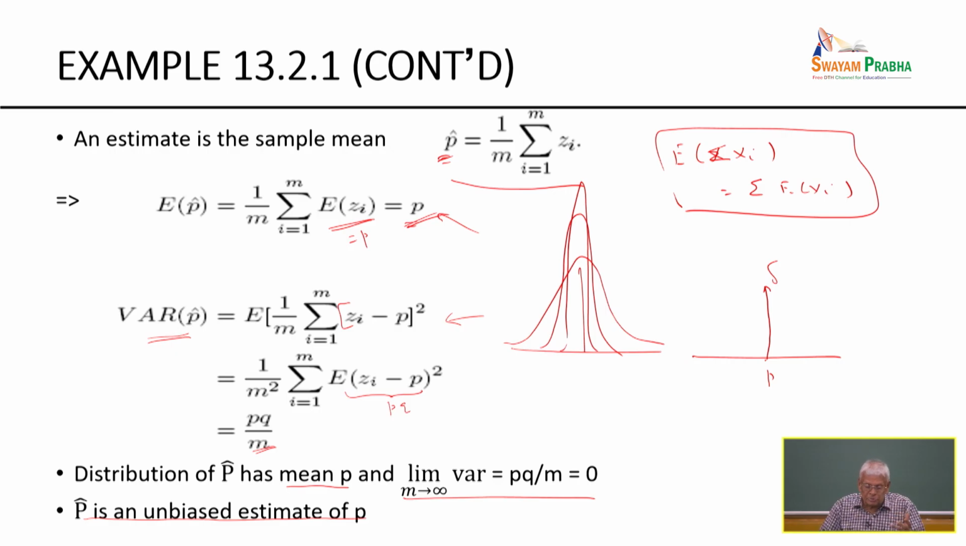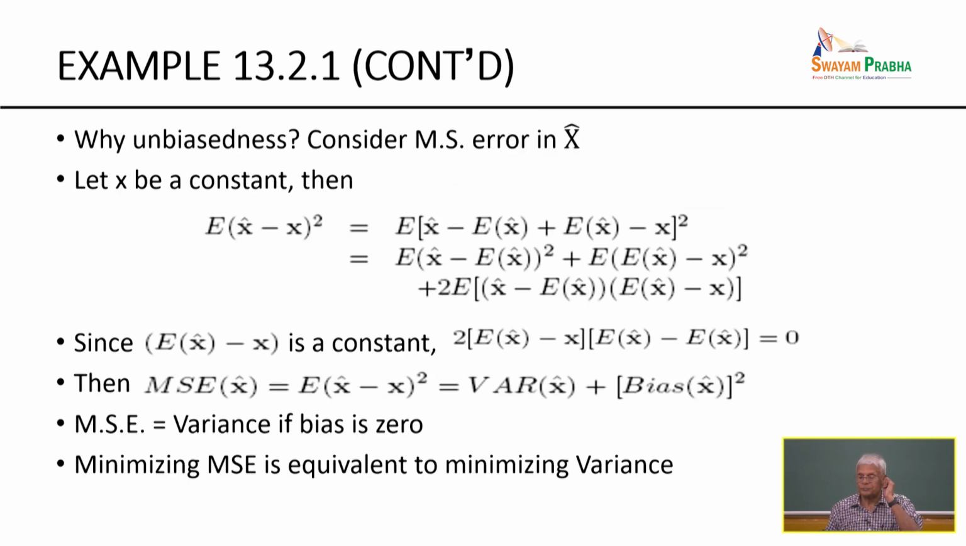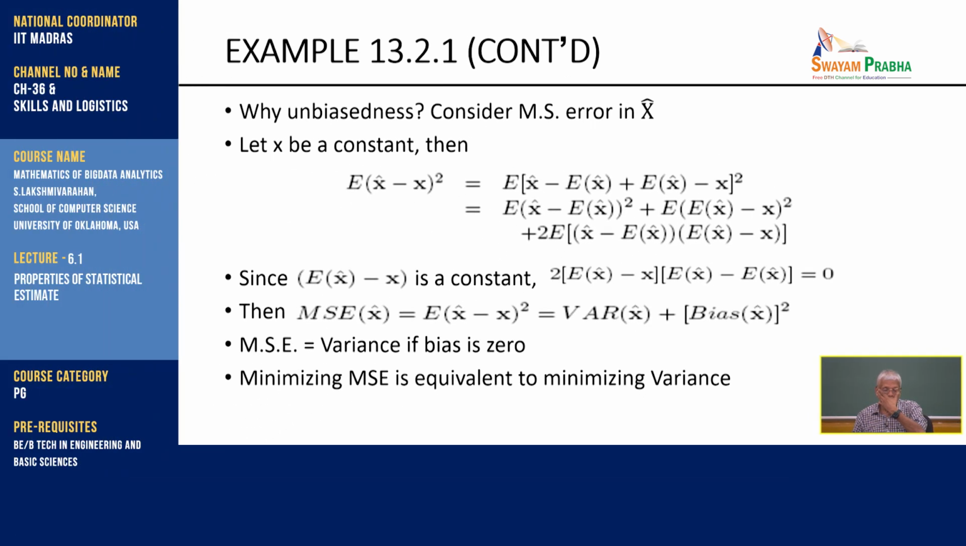So this is an asymptotic result. It is this asymptotic result that gives us the basis for many of the statistical conclusions that we are going to make. We want to find out why we are interested in having estimates which are unbiased.